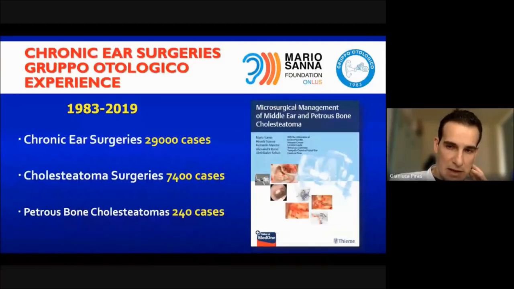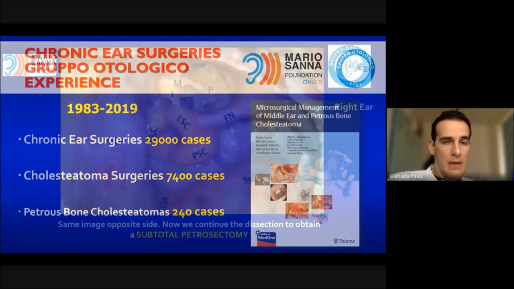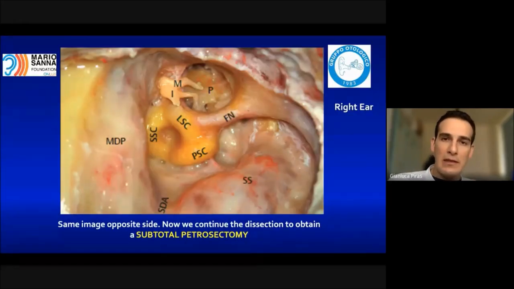And just again, some numbers regarding how many cholesteatoma surgeries we did in our centers, nearly 7,400 cases. So let's go back again to the dissection. So closed tympanoplasty, first of all, vision of the middle ear cleft, then closed tympanoplasty, then open tympanoplasty with just a focus on the modified Bondy technique, now just shifting to subtotal petrosectomy.